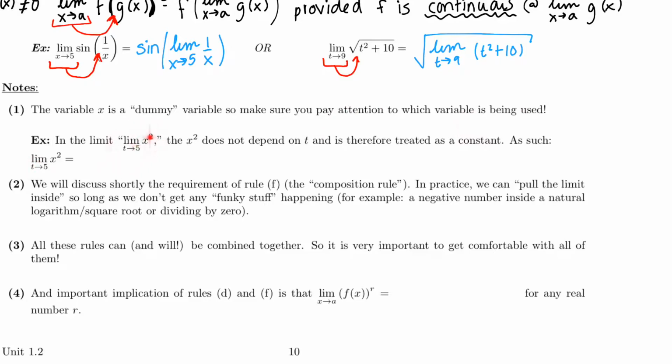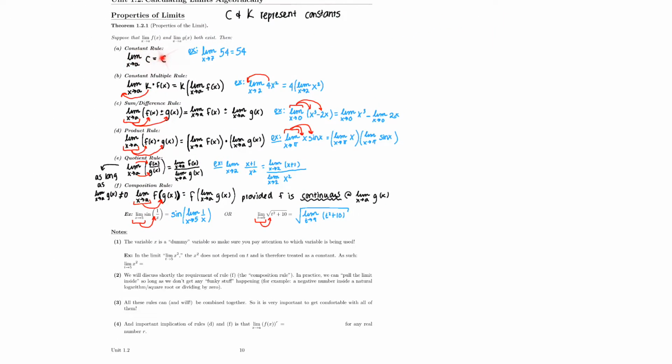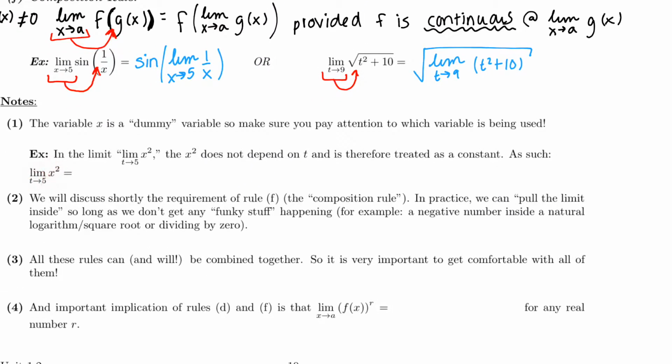For example, in this one here, it says the limit as t approaches 5 of x squared. Because this is talking about t and not about x, x squared is a constant. The only number that's changing is the variable that you see right here. If this variable is different than this variable, then the x isn't changing. It's just the t that's changing. So x is treated as a constant. And if we look at the constant rule, the limit of a constant is the constant. So it doesn't matter what t approaches, x squared is going to stay x squared because x squared doesn't rely on what happens to t.